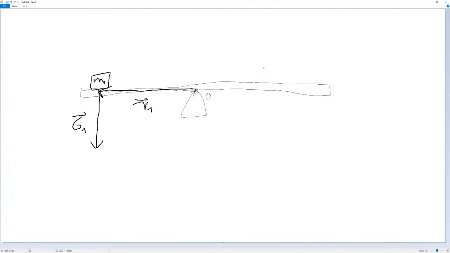Let's place another box. It has also a weight. The action point of the vector of the force is at R2 position. This is a rigid body.